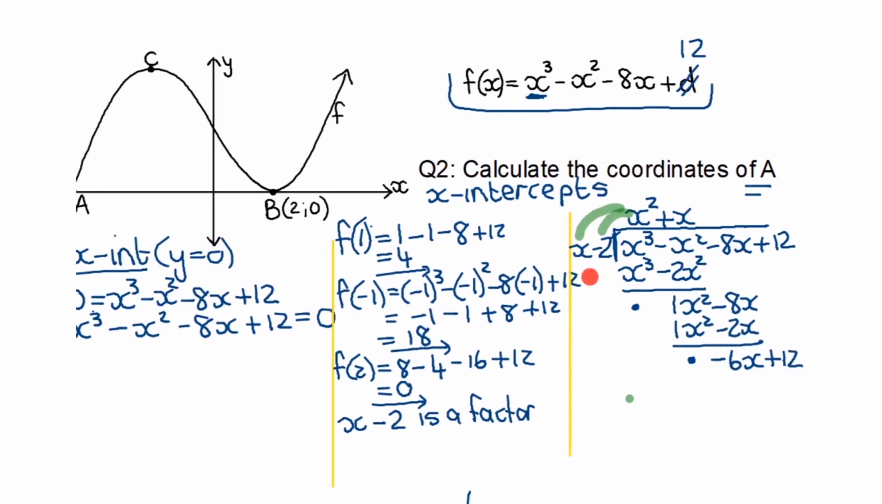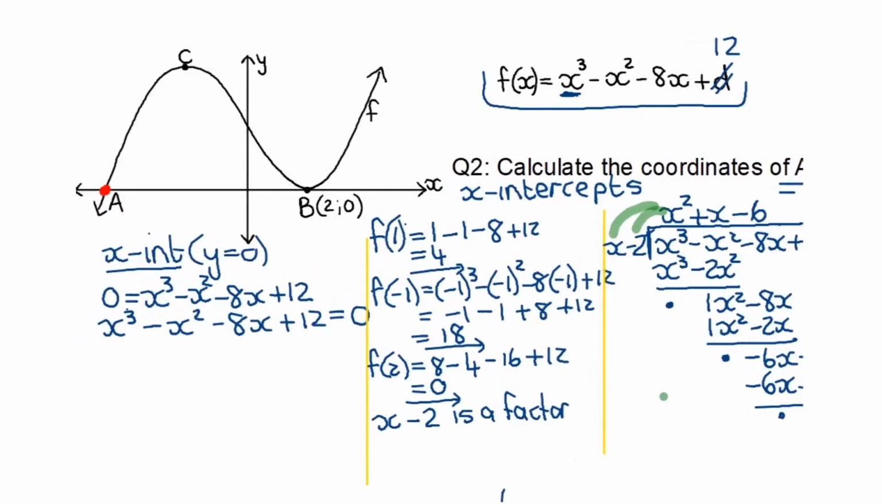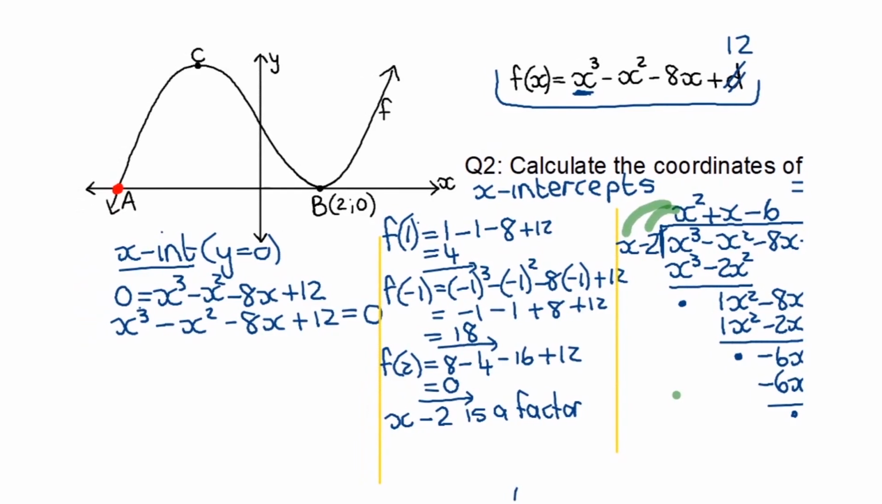Let's repeat the process. X must be multiplied with what to give me that negative 6x? Well, I have to multiply it with negative 6. And the moment it's up here, I multiply it with these two terms. Let's do that. Negative 6 times the x is negative 6x. Negative and negative is a positive 12. And if I subtract, I'll get nothing.